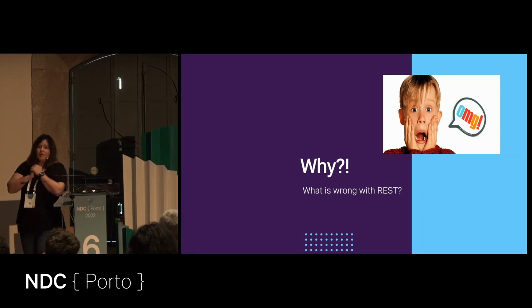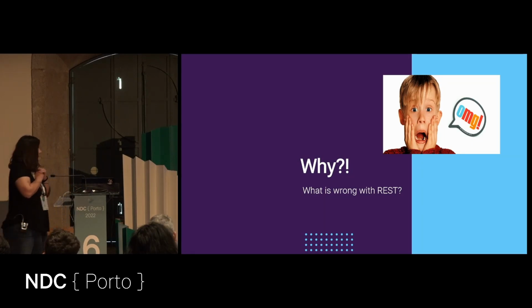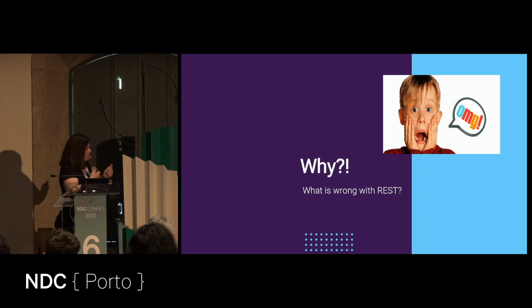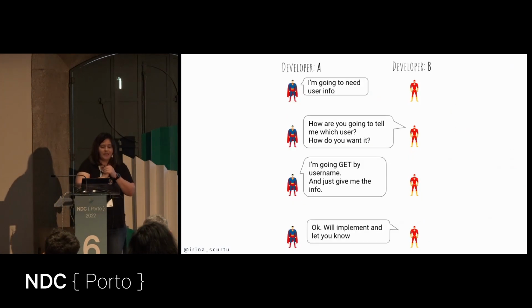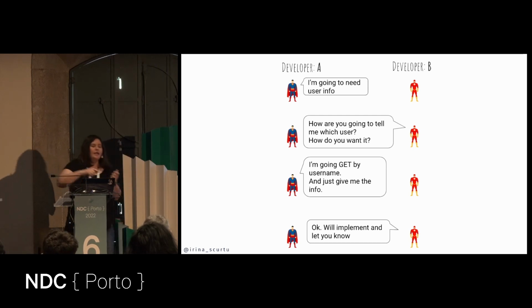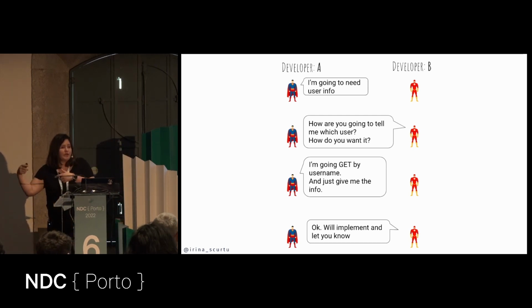But REST has a problem. REST, or JSON over HTTP, has a lot of issues. It becomes very chatty. It forces you to go over the network to bring data, and then maybe go again over the network to bring some more data.